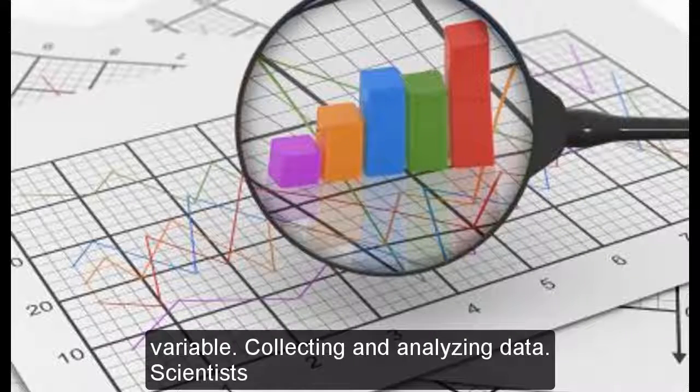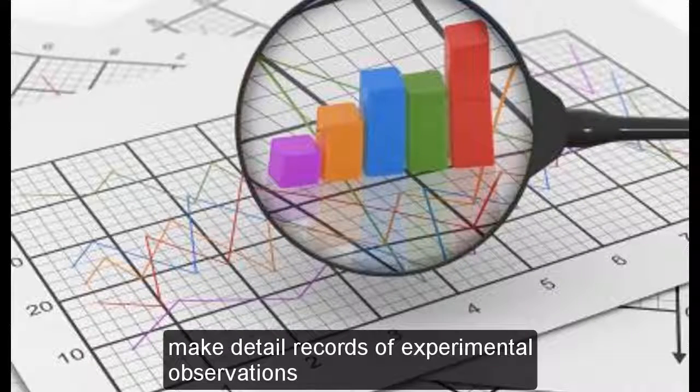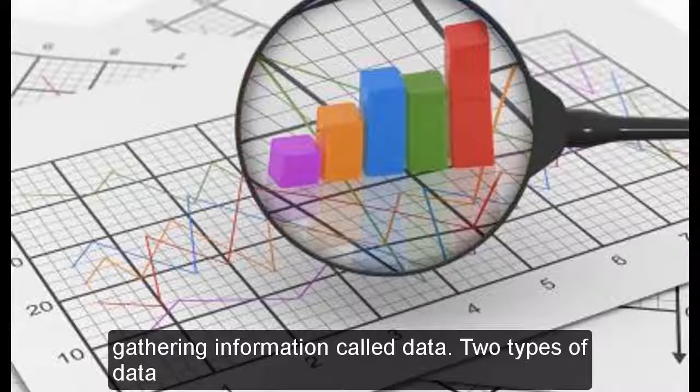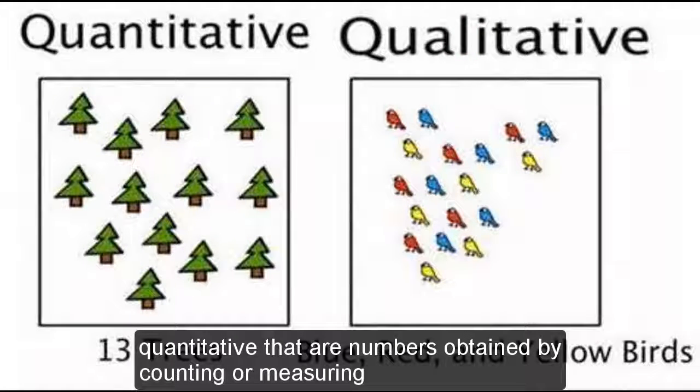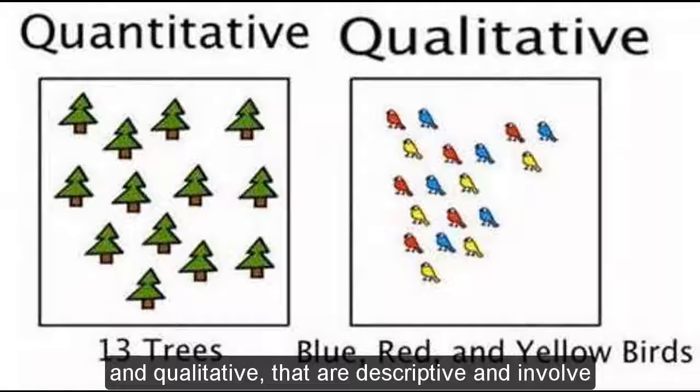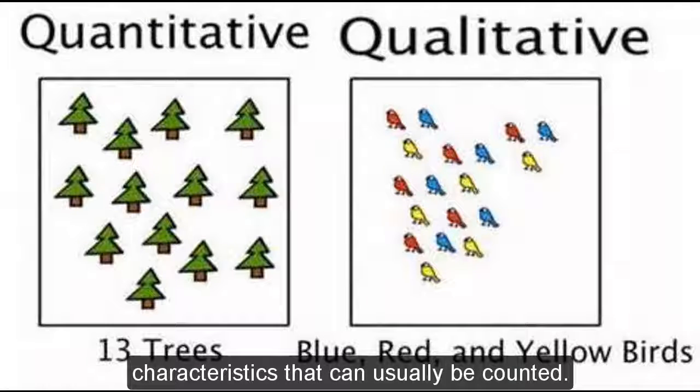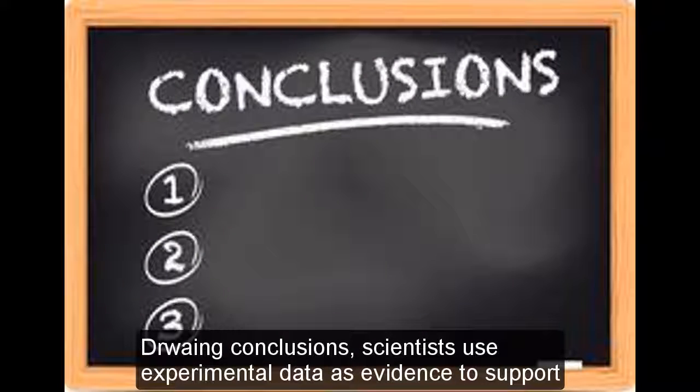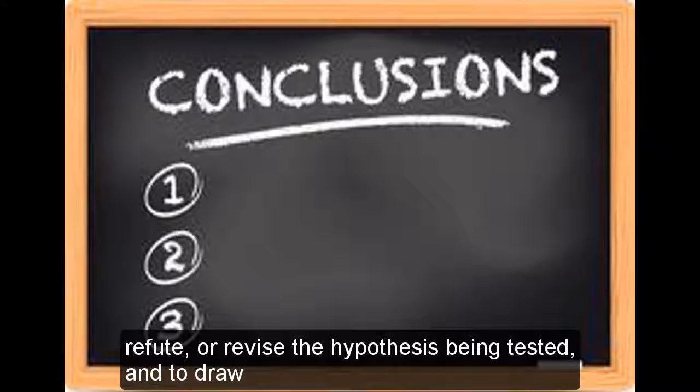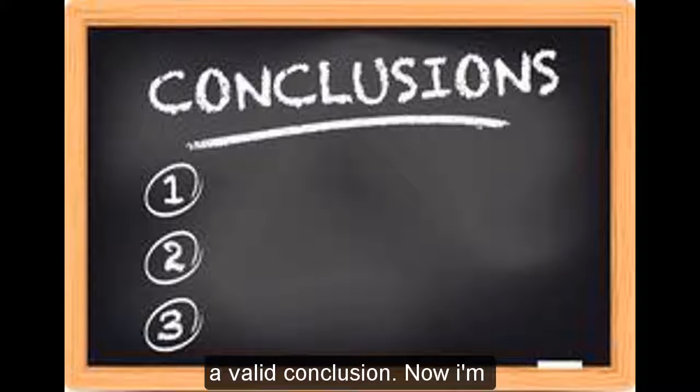Collecting and analyzing data. Scientists make detailed records of experimental observations, gathering information called data. Two types of data: quantitative data, which are numbers obtained by counting or measuring, and qualitative data, which are descriptive and involve characteristics that cannot usually be counted. Drawing conclusions. Scientists use experimental data as evidence to support, refute, or revise the hypothesis being tested, and to draw a valid conclusion.